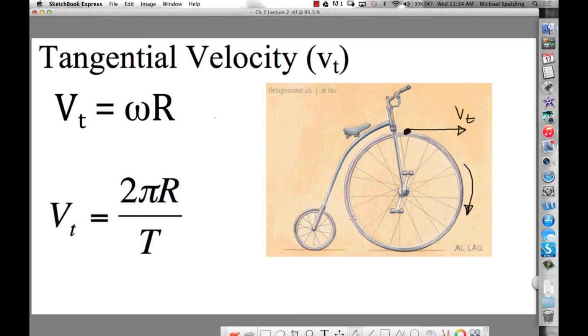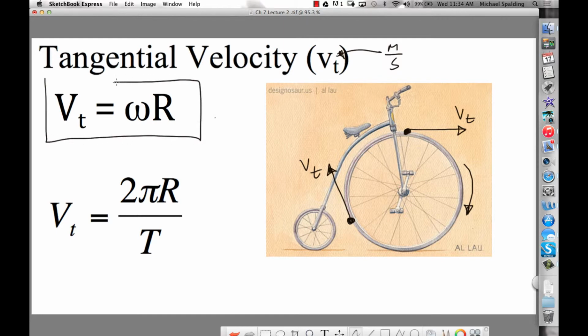Okay, what if the speck of dirt were like right here? How would it leave the circular path? Tangent, like that. Okay, now, if you don't have this written down, you should write it down. Tangential velocity, what do we measure it in? It's measured in what? Meters per second. It's a linear velocity. It's not an angular velocity.